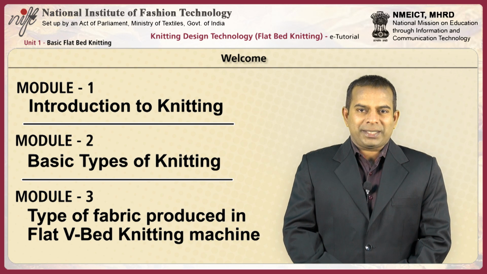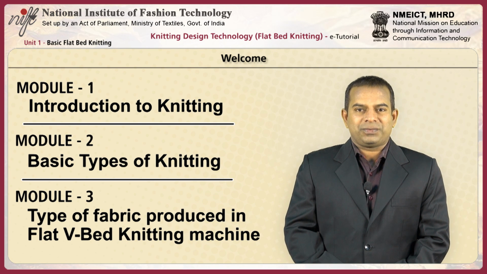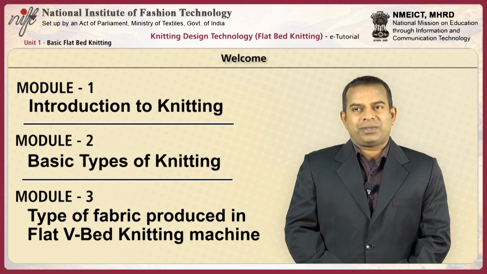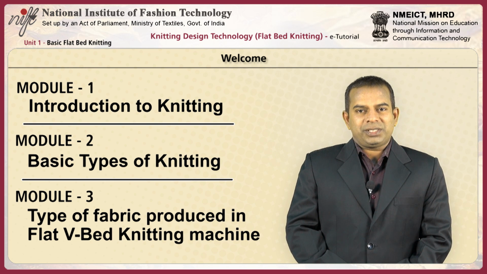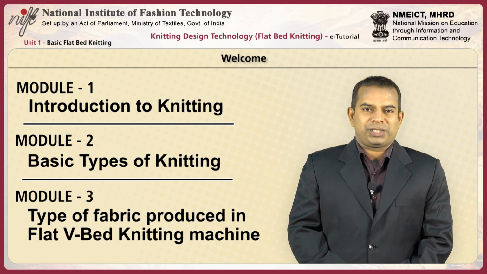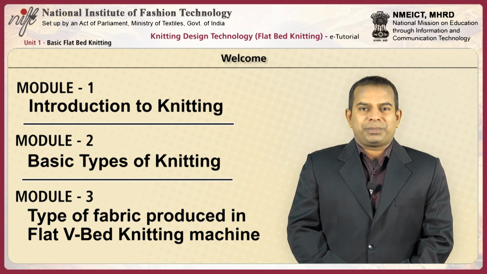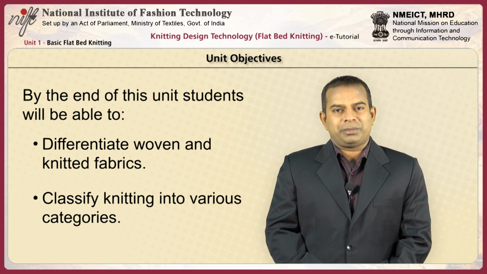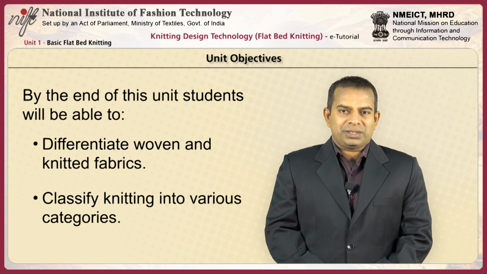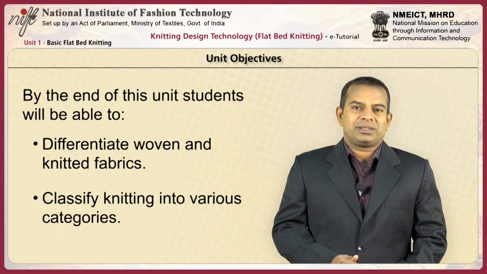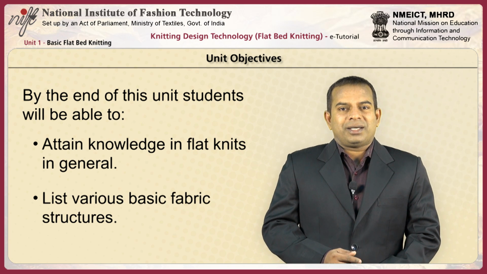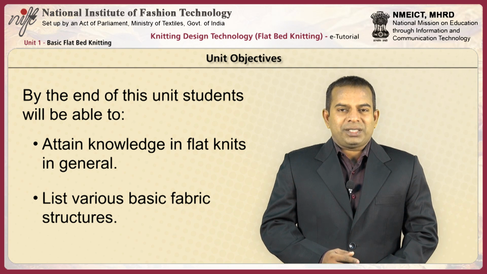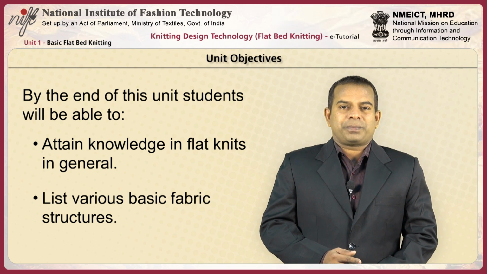This course comprises 4 units and a final review session that invites you to reflect on what you have learned. The first unit introduces you to machine knitting. This unit comprises 3 modules. By the end of this unit, students will be able to differentiate woven and knitted fabrics, classify knitting into various categories, attain knowledge in flat knits in general, and list various fabric structures.